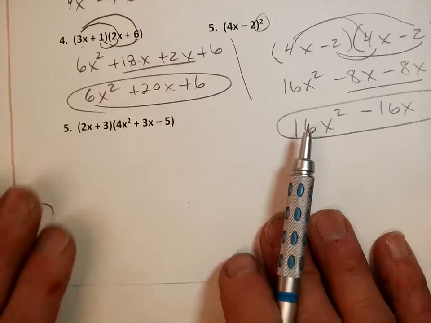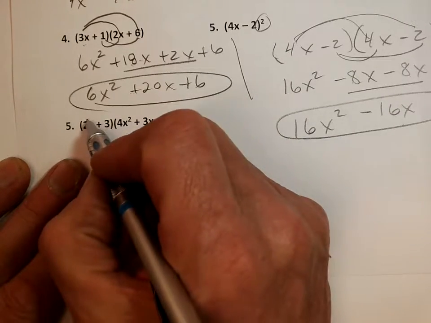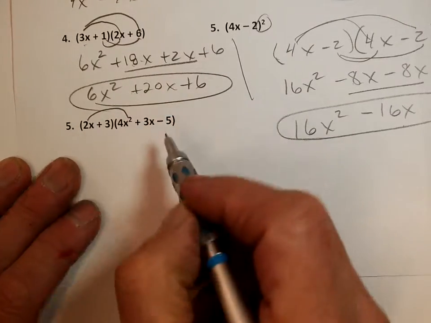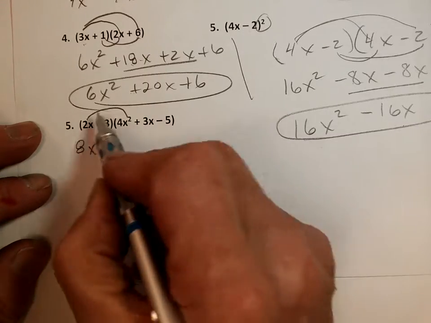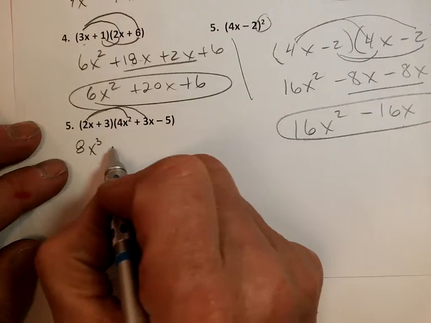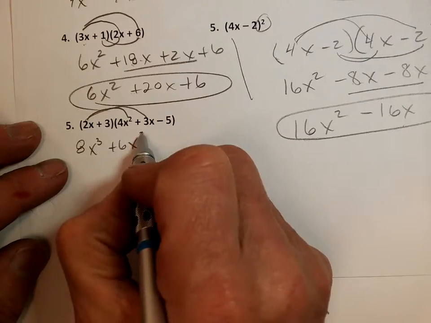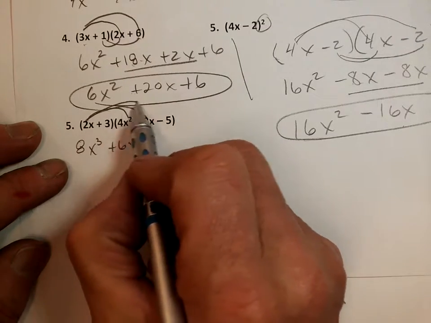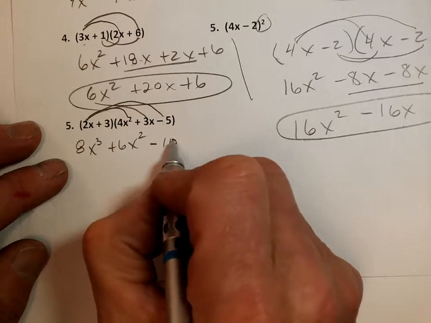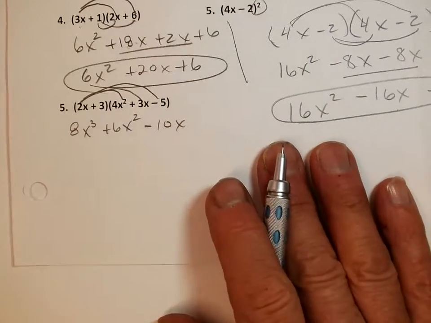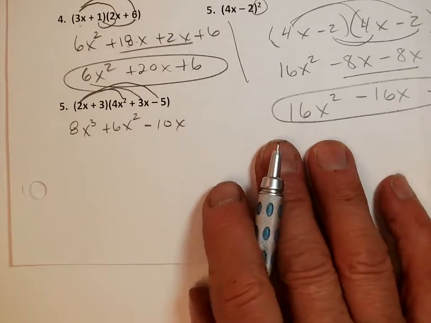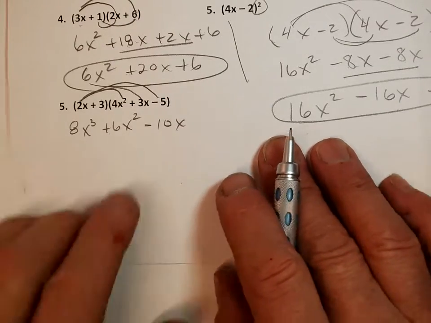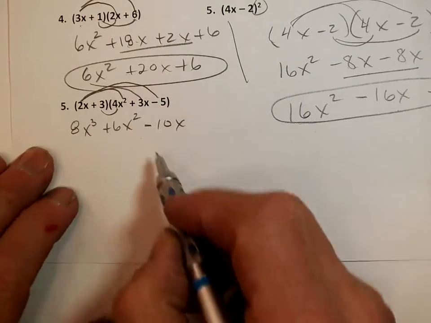So, number 5. Let's do a big FOIL. 2x times 4x squared is an 8x cubed. 2x times a 3x is a positive 6x squared. 2x times a negative 5 is a negative 10x. Okay? Now, I like to line them up. When Isaac did it, he did it going across, which is fine. When I do these, I like to line them up. So, I'm going to get a positive 12x squared.